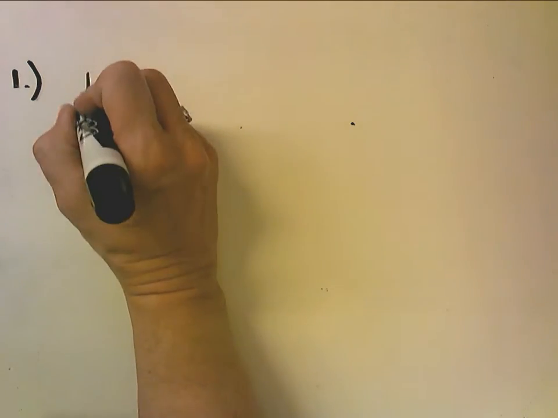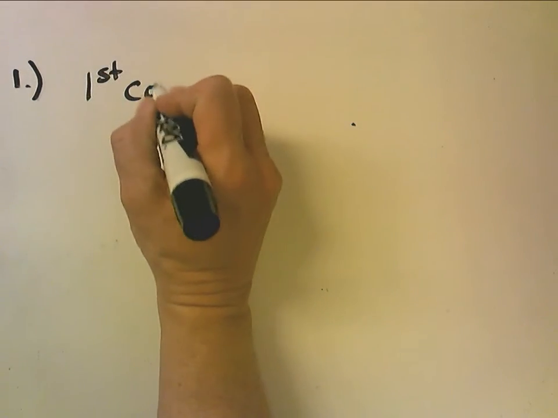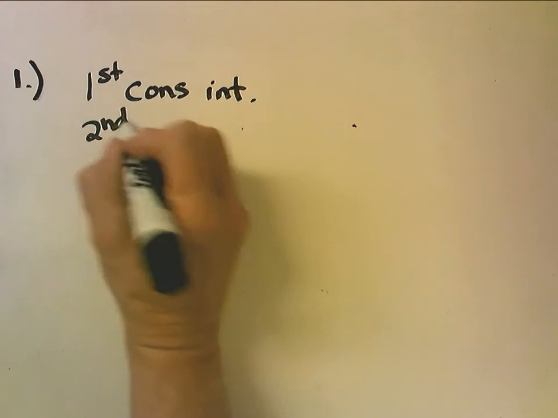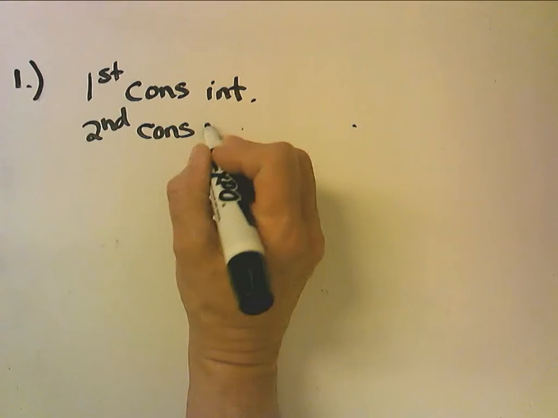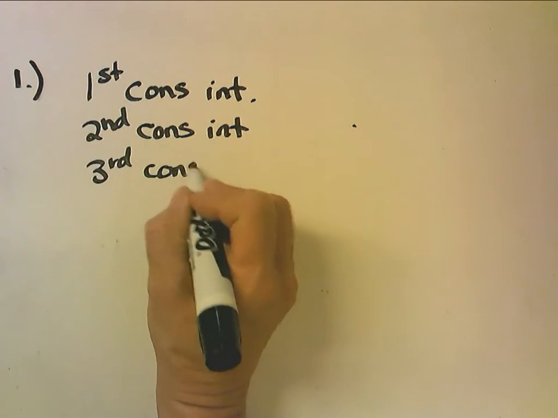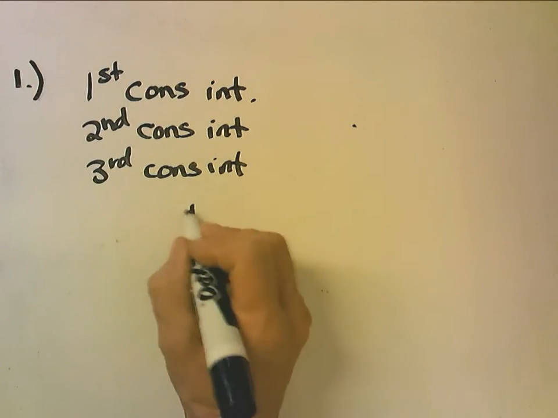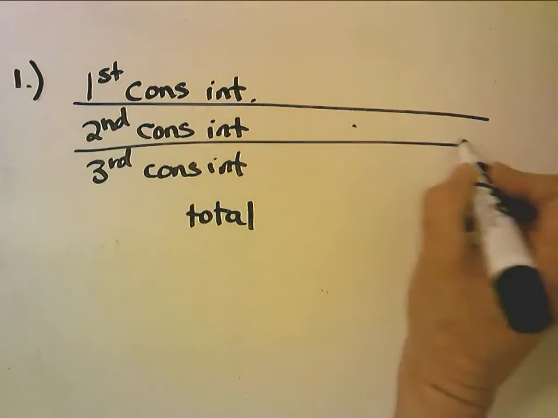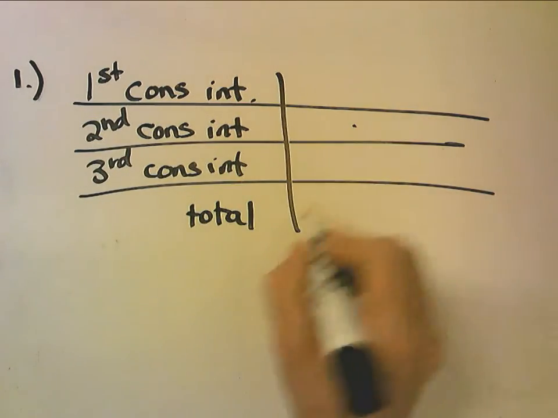Okay, so now let's look at the first problem. It says find 3 consecutive integers whose sum is 18. So I have to find 3 consecutive integers. So I have my first consecutive integer, my second consecutive integer, my third consecutive integer, and then they give me a total. So to do these, we're going to make little charts, because I find these charts very helpful.